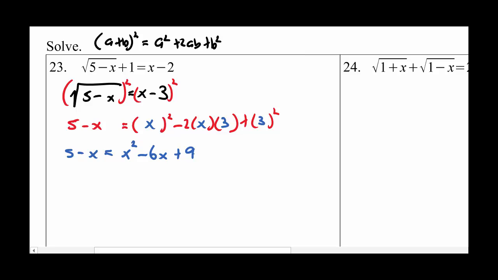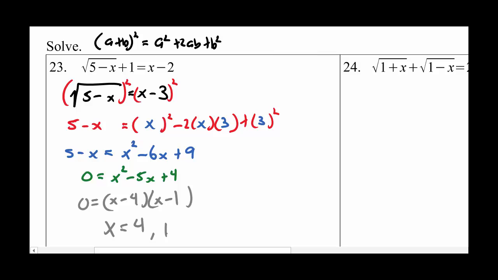So when we simplify all this, we get 5 minus x equals x squared minus 6x plus 9. And then I want to move everything over, so I have it set up as a quadratic. So x squared minus 5x plus 4. And then I just want to solve. So factor, let's see, x minus 4 and x minus 1. So for our solutions, we get 4 and 1.